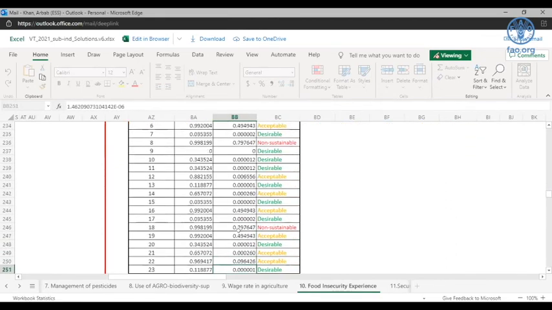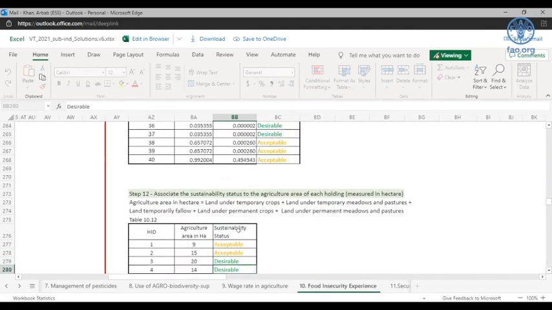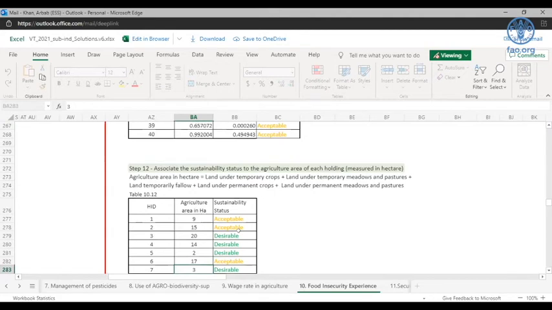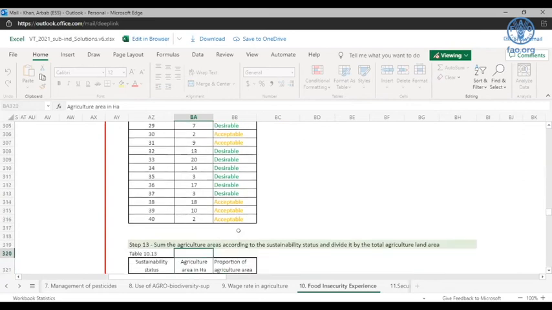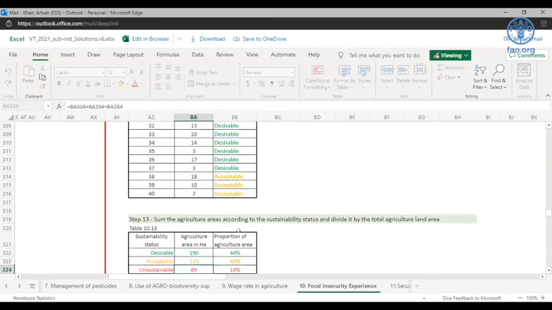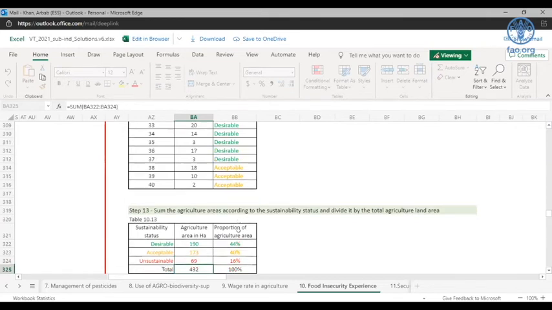Once these sustainability statuses or levels are assigned to agriculture holdings based on their probabilities and raw scores, we then associate the same statuses to the agriculture area of the holding, like for all other sub-indicators. Then we add up the areas classified as green, yellow, and red and divide by the nationally representative area to estimate the proportion of agriculture area for this particular sub-indicator by sustainability status. So I stop here.